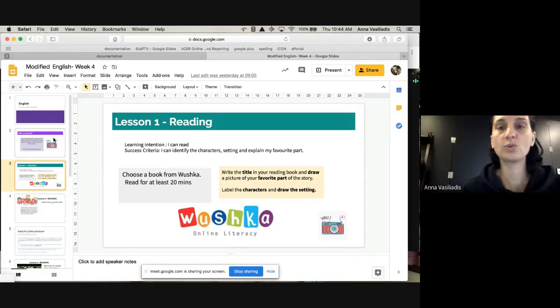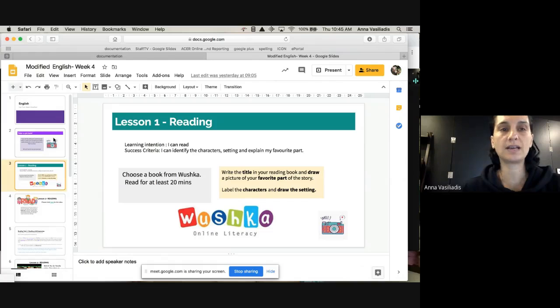Okay, so for lesson 1 for reading, we would like you to choose a book from Wooshka or a book that you have from home. Your success criteria for this particular task is to identify the character and setting and explain why it's your favorite part. So you might like to read it to someone or you can read it to yourself. Have a look at the pictures because that might help you choose your favorite part.